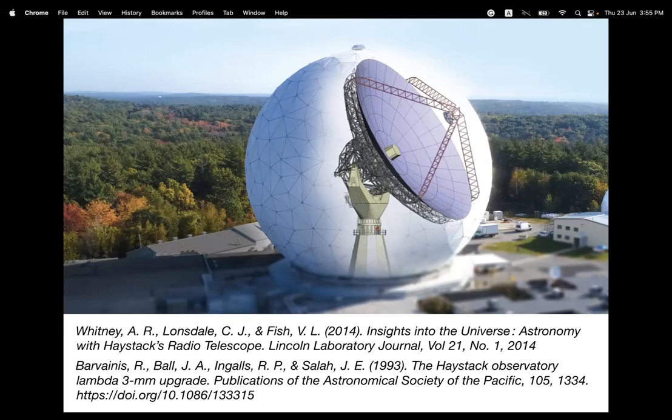And for the older people in the crowd, it's been around for a long time. So of the two references I gave, one talks about the very first upgrade to 3 millimeters in the 90s, and the other about another upgrade to 3 millimeters after the refurbishment. Two authors of this paper are in this audience, and the audience also has people who have used this telescope for their research when it was used for radio observation.